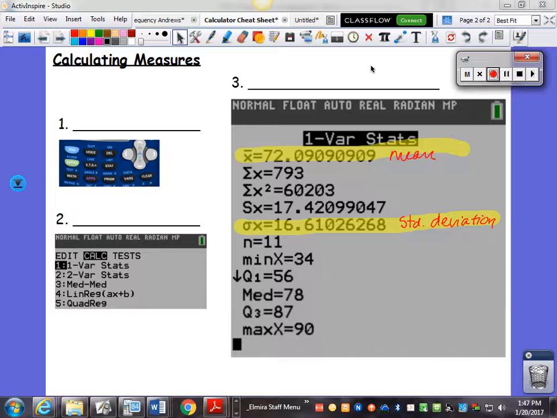Right here in your one variable stats screen, these are the two values that go together: the mean, the average, and the standard deviation. It's that little circle with a tail. That's a Greek letter. I want to say it's a lowercase sigma, but don't quote me on that.